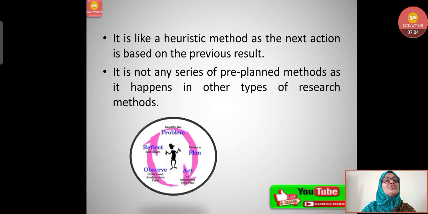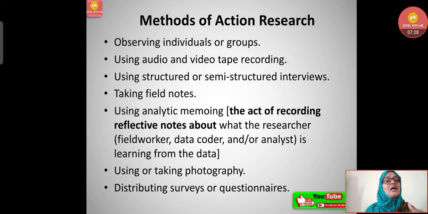It is like a heuristic method, as the next action is based on the previous result. This is a heuristic method, a project type method, that if the first question is not solved with a proper answer, again that question will be taken in a different way. It is not any series of pre-planned methods as it happens in other types of research methods.